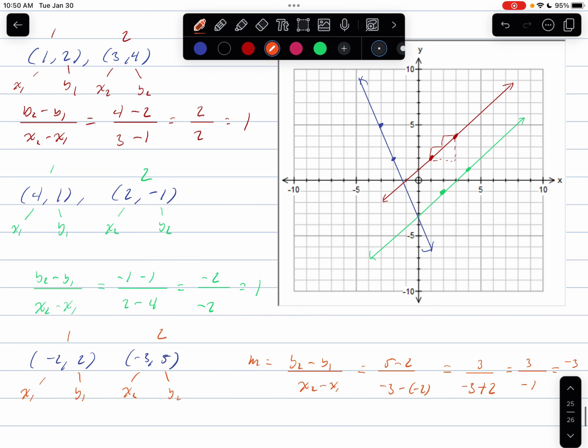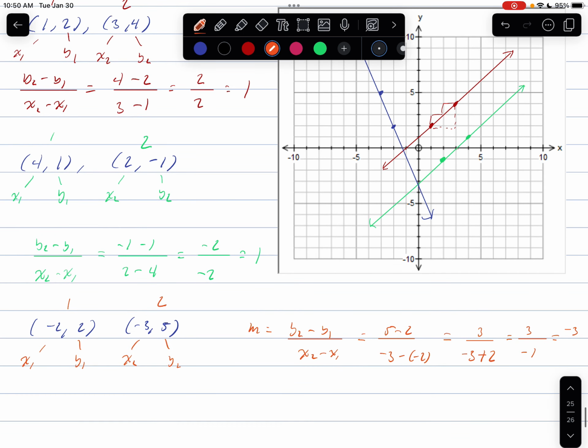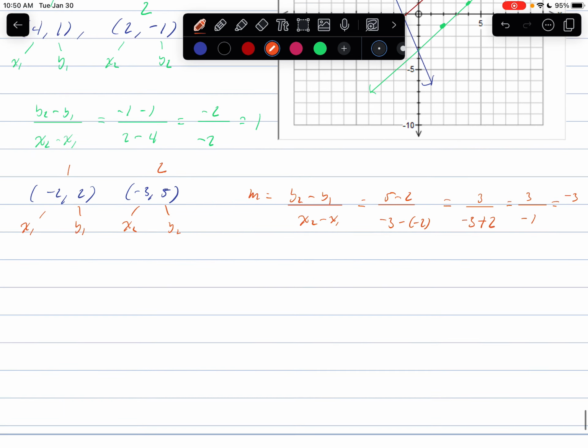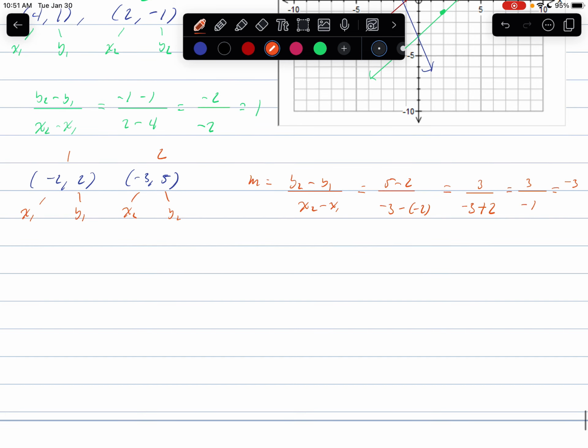Now, it should be noted that it actually does not matter which point you choose for point 1 and which point you choose for point 2, just as long as you're consistent within those 2 points. You very easily could have reversed these two. You could have said that -2, 2 was point 2 and -3, 5 was point 1, and you still should have gotten the same answer. So let's double check that just to make sure. So let's say we instead had -2, 2 and -3, 5, where this one was point 1 and this one was point 2.